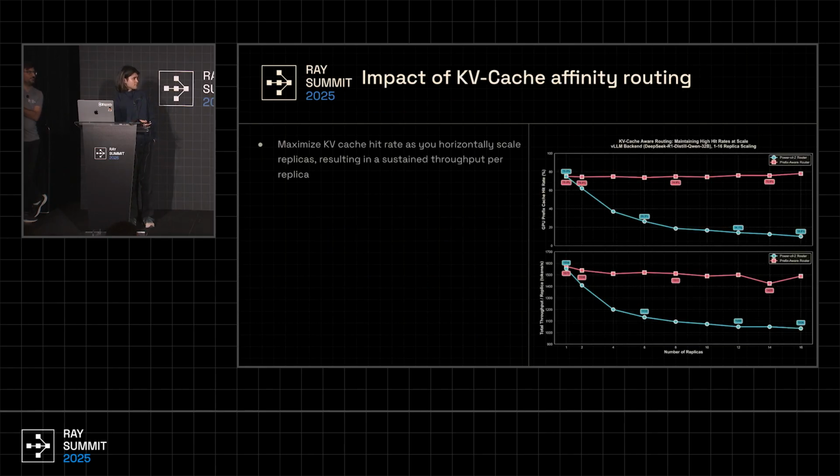And so what is the impact? On the right here, I have two plots: on the top right, prefix cache hit rate, and on the bottom, total throughput, comparing the prefix cache-aware router and a random power of two choices router. And the x-axis is scaling replicas. So you can see that the prefix cache-aware router maintains a pretty high prefix cache hit rate compared to random routing as you increase the number of replicas. You get a lot of benefit compared to the additional overhead of a prefix tree.